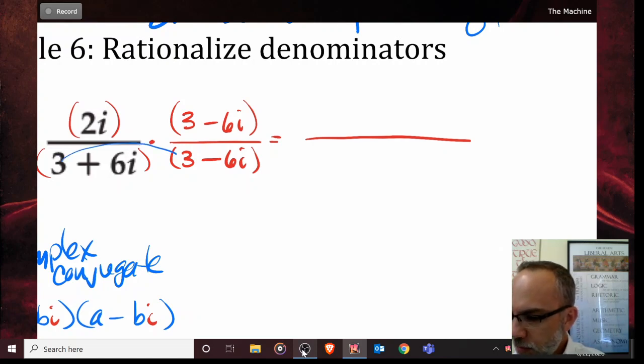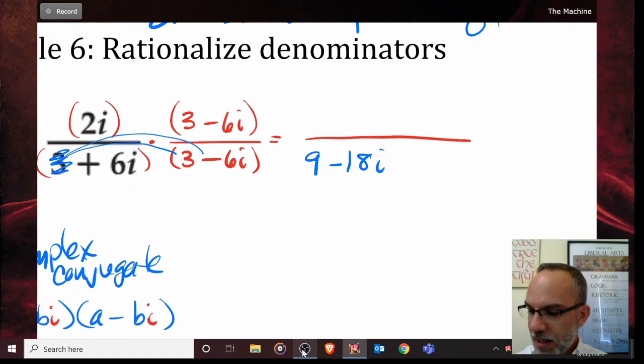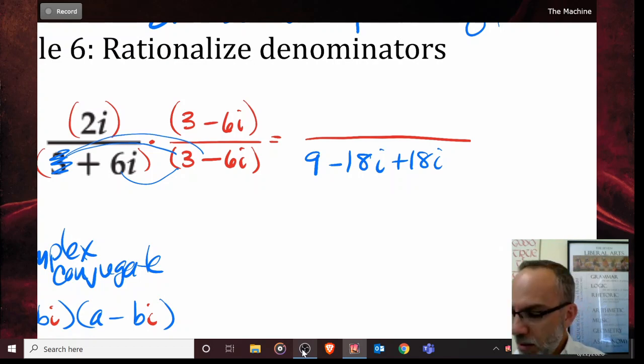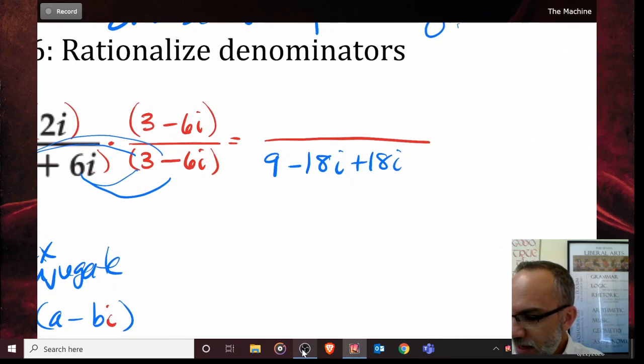3 times 3, 9. 3 times -6i, -18i. Okay, now I'm done with that 3. 6i times 3, +18i. Something nice happens right there. If you see that, good for you. If not, we'll come back to it. And then a positive 6i times a -6i. That's going to be a -36i squared. See, I didn't even draw my fraction bar long enough.